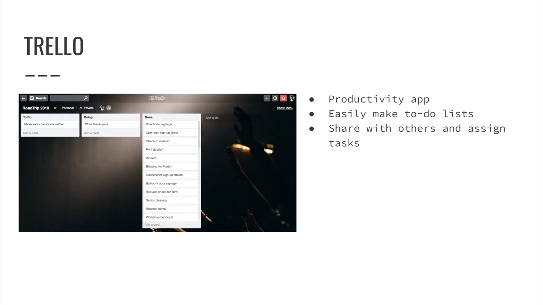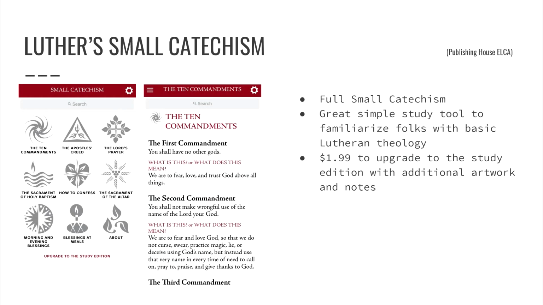Okay, education tools. So these are some things that you can use in your ministry for some resources. Luther's Small Catechism is an app. You can download whichever version you'd like. I'd recommend the one that's published by Publishing House ELCA, because that is the one that 1517 Media Augsburg Fortress has put out, as opposed to the one from the Missouri Synod. But again, you can download whichever one you like.